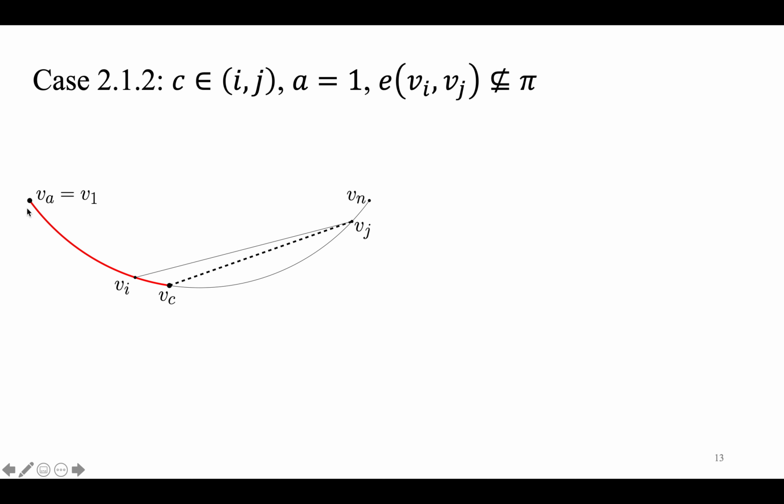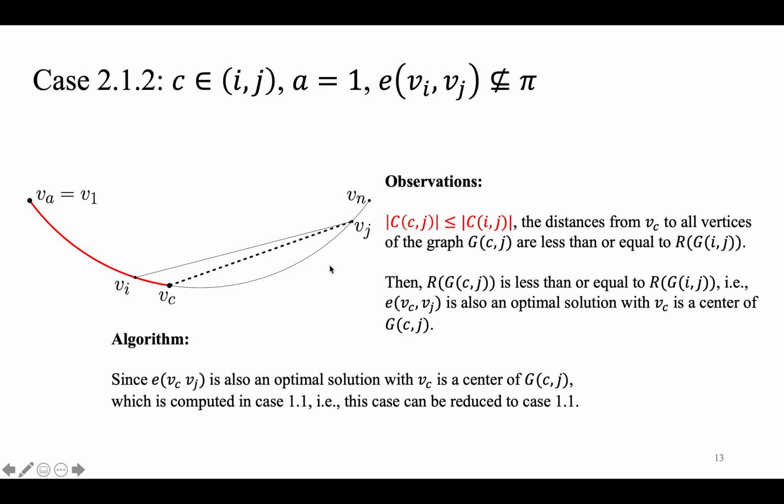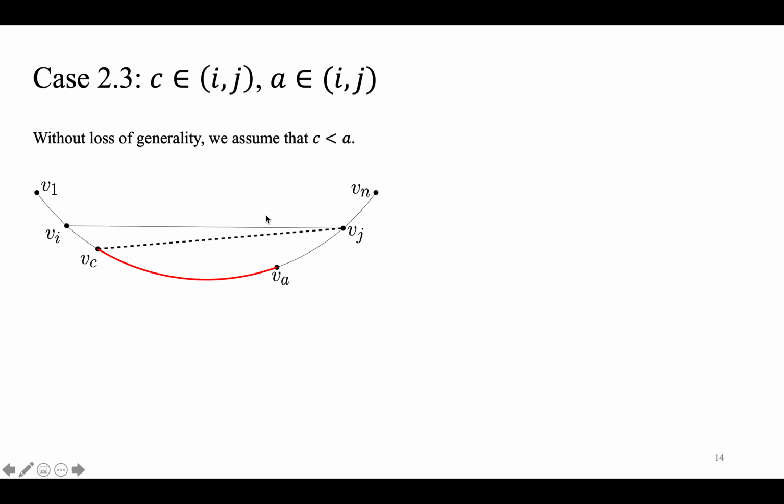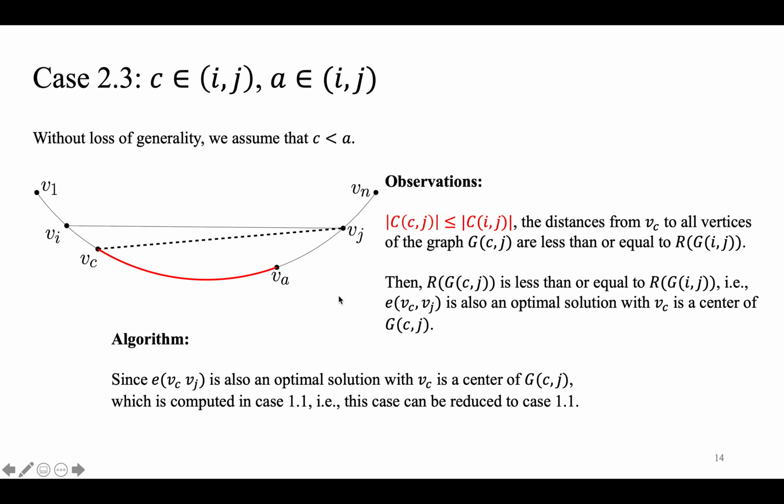Similarly, for case 2.1.2, the center lies on the subpath between Vi and Vj. The farthest vertex is V1, and the newly added edge does not belong to the shortest path between Vc and Va. We can also connect Vc and Vj, and then VcVj is also an optimal solution, with Vc being the center of the graph Gcj. So this case can be reduced to case 1.1. For case 2.3, we assume c is smaller than a, and in this case, both the center Vc and the farthest vertex belong to the subpath between Vc and Vj. If we connect Vc and Vj, then EVc-Vj is also an optimal solution, with Vc being the center of the graph Gcj. So this case can be reduced to case 1.1.